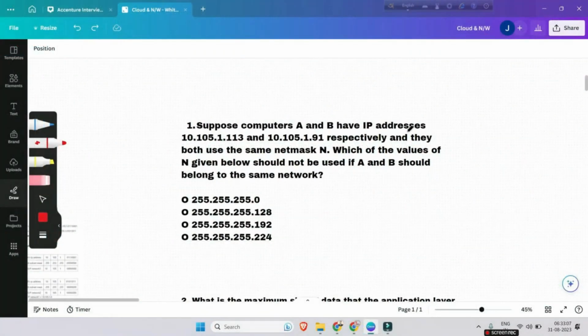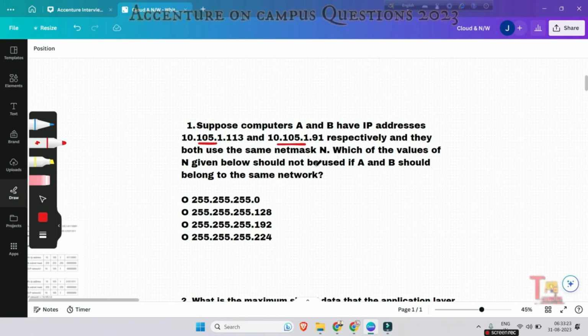The next question is: suppose computers A and B have IP addresses 10.105.1.113 and the IP address of B is this, respectively, and they both use the same net mask n. Which of the values of n given below should not be used if A and B should belong to the same network? I would request you to please pause the video and try to solve the problem by yourself if you can. Okay, without delay, I am solving the problem.